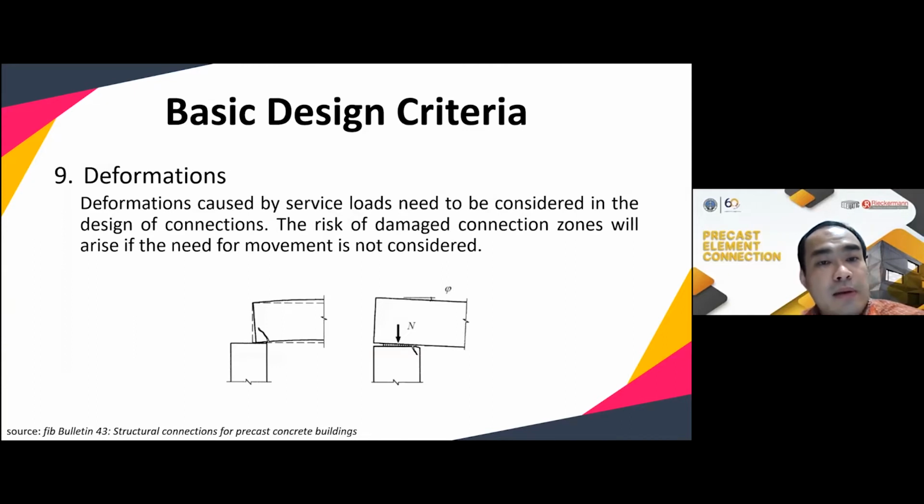Number 9 is deformations. Deformation caused by service load needs to be considered in the design of connections. For example, as you can see here, when the beams are loaded, they will deflect and have some rotation here. If we don't pay attention to this detail, it can cause cracks in the beam or in the column.